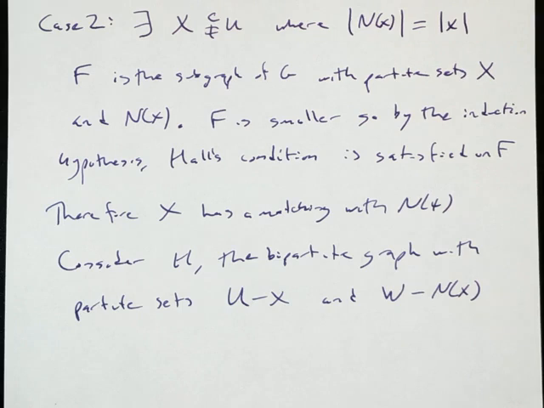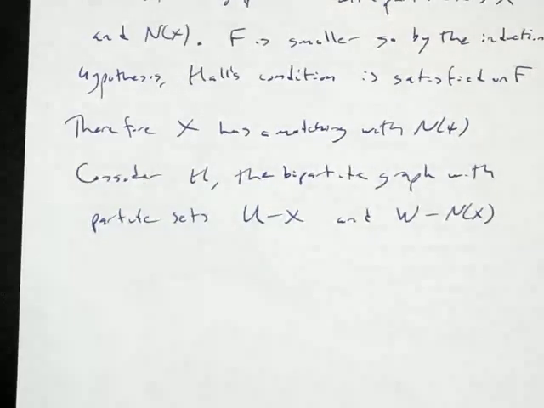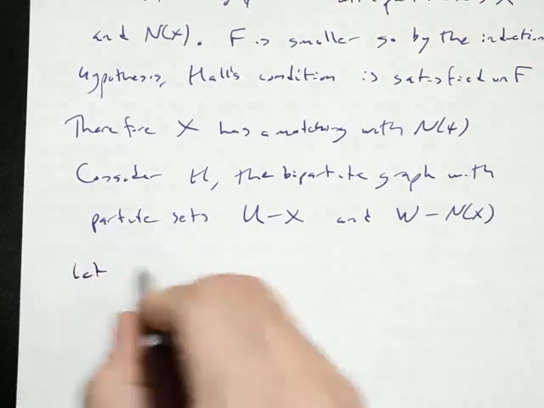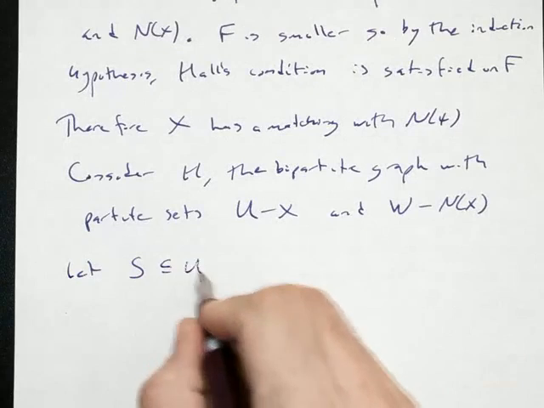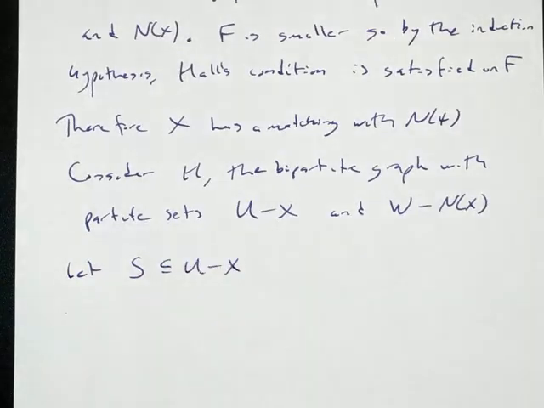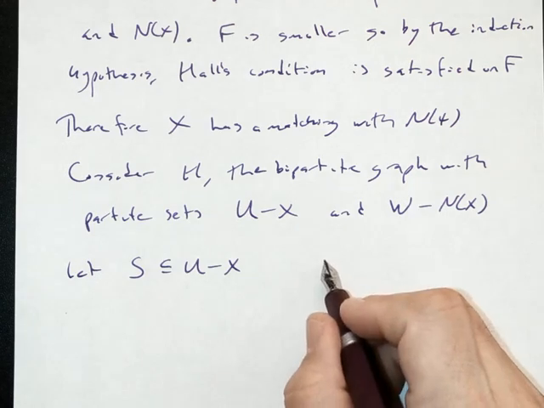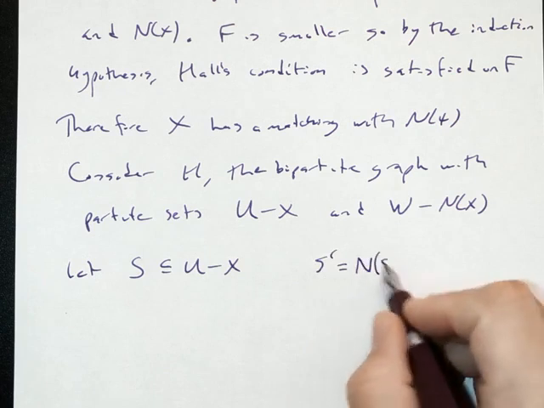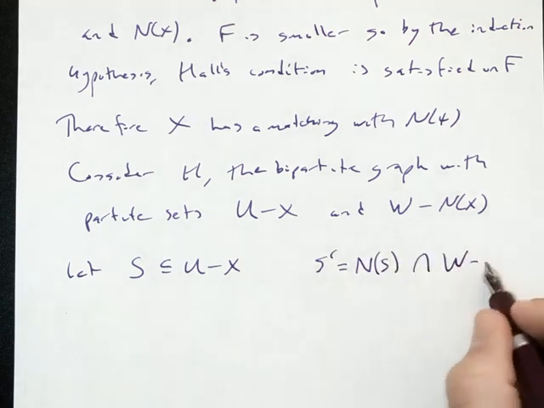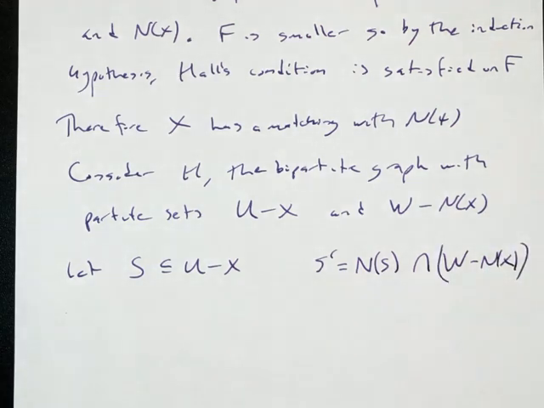All right. So let's take a subset. Let S be any subset of U minus X. Consider S prime to be the neighborhood of S, but only the part that's in W minus NX. So there, Reese, that's how I'll make the restriction lower.